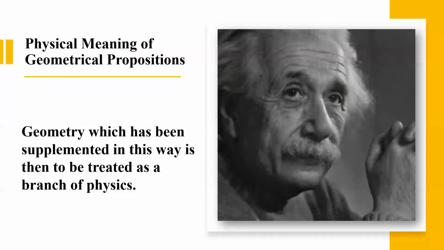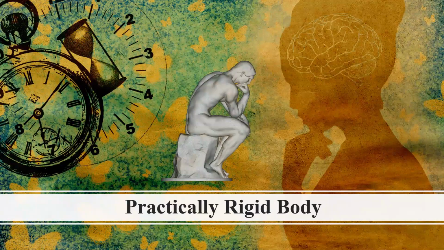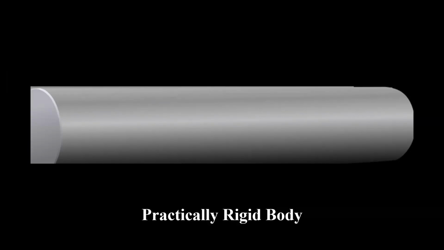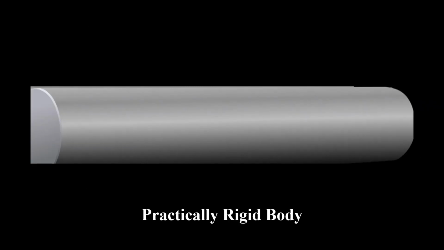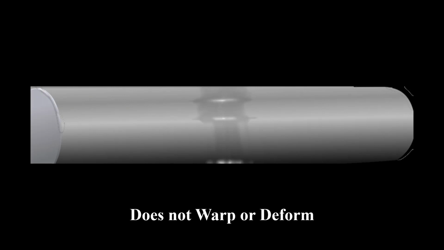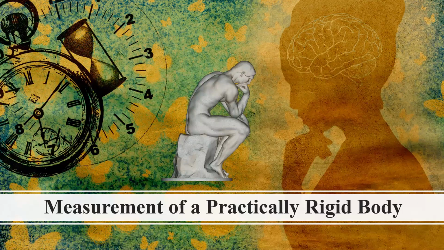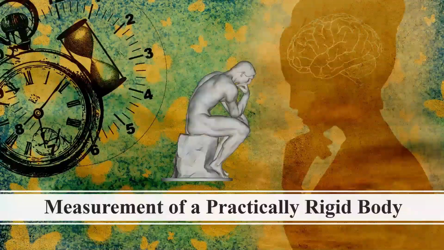It is difficult to overstate the importance of this proposal, which is something that will become clearer as we progress. But for now, for a better understanding, we need to explain further just what is meant by a practically rigid body and the properties of such a body. A practically rigid body, such as this example, does not expand. It does not contract. It does not warp or deform, and turn into the coupled concept of measurement.